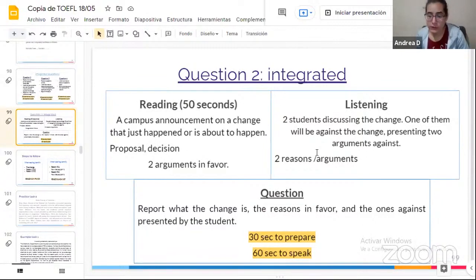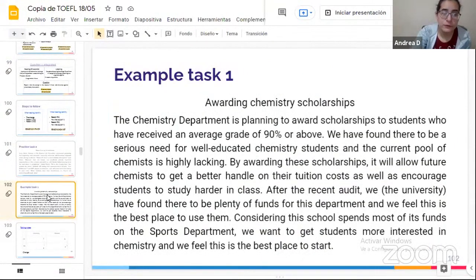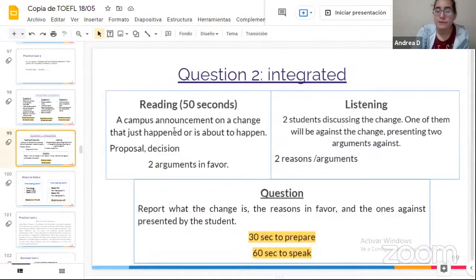What you need to do for this task is basically this. First, you will be asked to read a text, which is a short one, not like in the reading section. You read for 50 seconds, and after that, you will listen to a casual conversation between 2 students talking about that text. Then you will get the question, which is always the same one, asking you to summarize everything, giving all the important and relevant info.